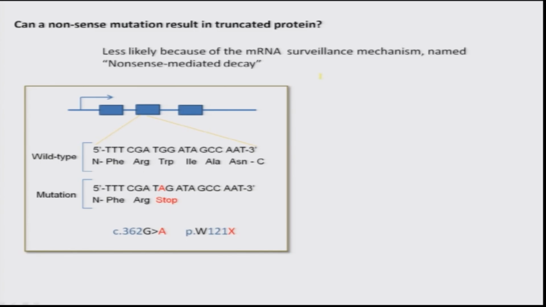Less likely, because in your cell you have a quality control mechanism called the mRNA surveillance mechanism, and the technical name for this mechanism is nonsense mediated decay. If there is a premature stop codon in your mRNA, the cell has a mechanism that scans through each and every mRNA being made, and if it has a premature stop codon, the cell tries to degrade that mRNA. When DNA is copied to RNA, there could be errors, and if that error is not detected, you are going to make defective proteins. You do not want such proteins because, one, you waste energy in making them, and two, such proteins can be harmful to the cell.